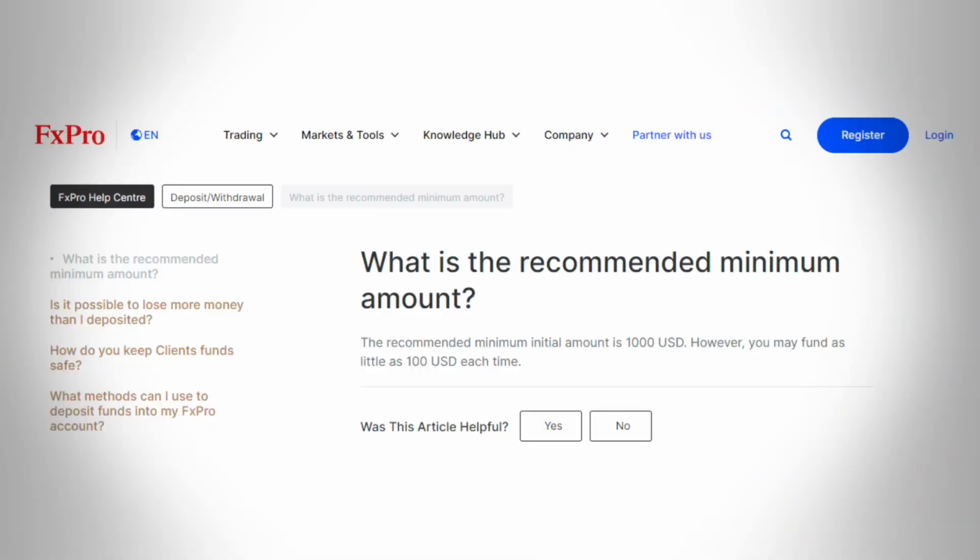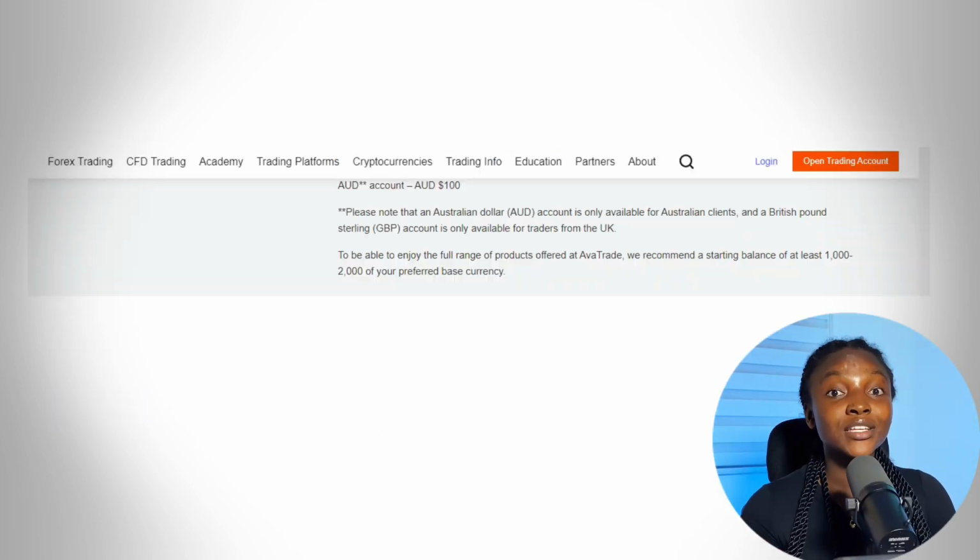So now let's answer the question, what is the ideal amount of money to use to trade Forex? To answer this question, let's see what brokers recommend. FX Pro recommends that you fund your account with $1,000. Now, this does not mean that you have to use the entire $1,000 to open one trade. No. When you fund your account with $1,000, as FX Pro recommended, you can use just $100 to open a trade per time. Now, AvaTrade, on the other hand, recommends that you fund your account with between $1,000 to $2,000.